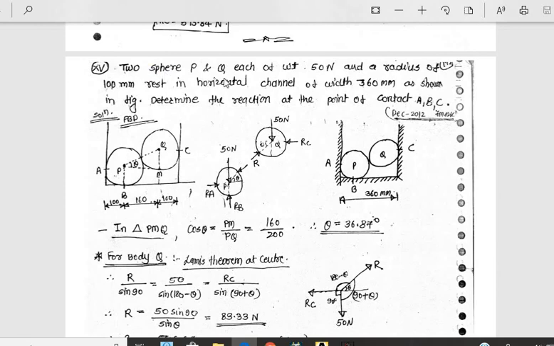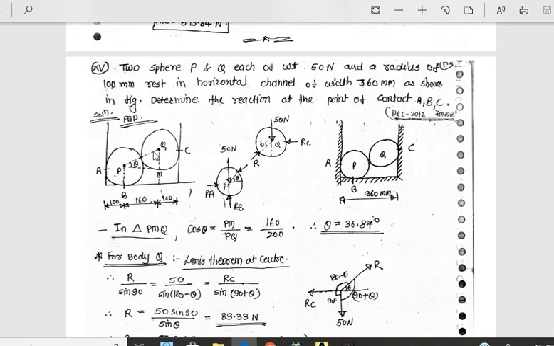Two spheres P and Q, each of weight 50 Newton and radius 100 mm, rest in a horizontal channel of width 360 mm as shown in the figure. Determine the reactions at the points of contact A, B and C. This is the channel, this is the width. See where the contact surfaces are for P: normal reaction at point B, at point A, and here a common reaction, and for Q at point C, and the self-weight of P and Q.